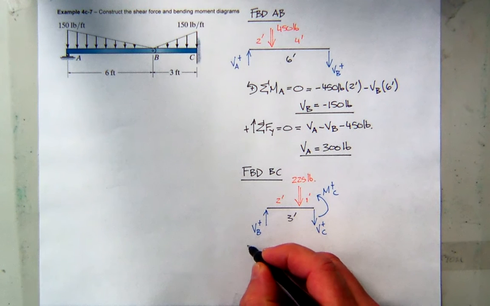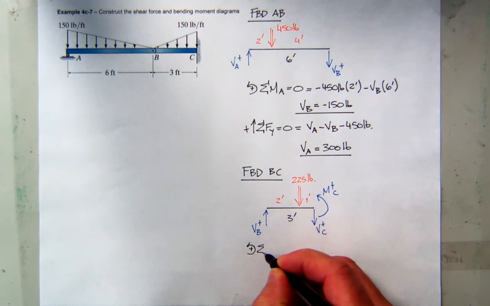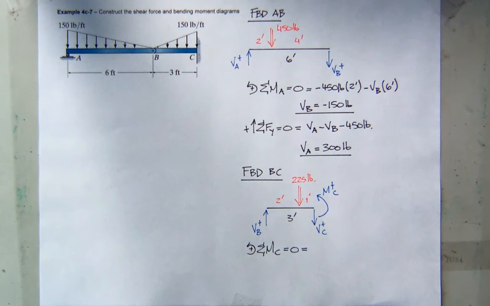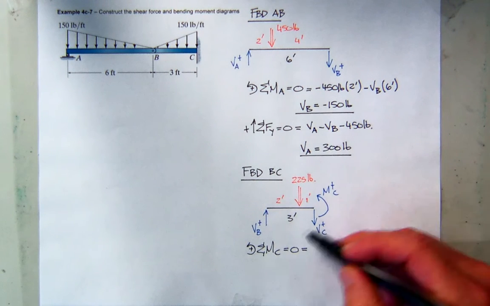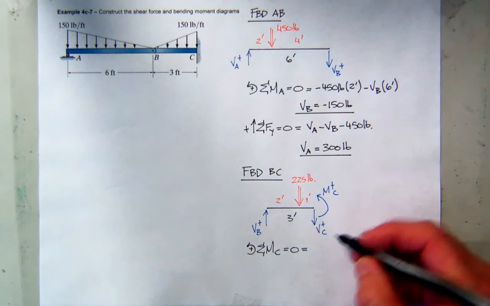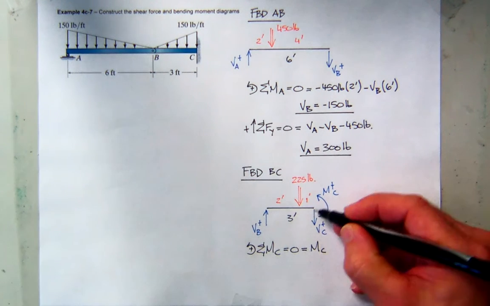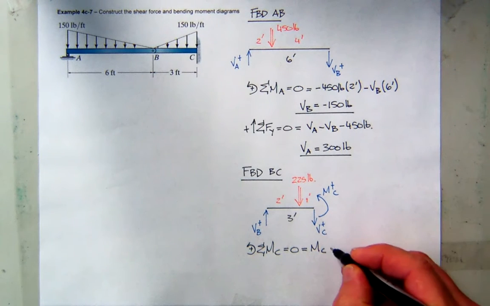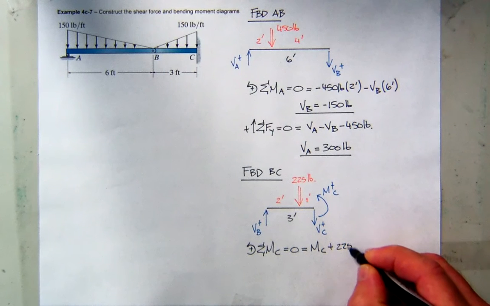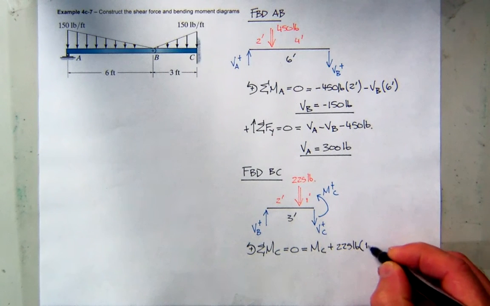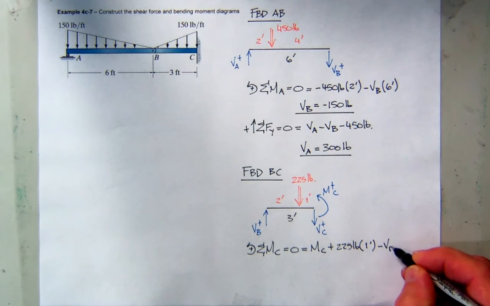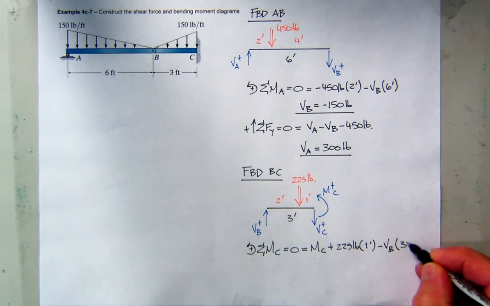So I'll start by summing the moments at C. Make sure the thing is in equilibrium. So starting at C, what kind of moment is this with my sign convention, right-hand rule? It is positive. About C, what kind of moment does the 225-pound force create? Positive. So the force is 225, and the moment arm is 1 foot. And then the shear at B, the way I've drawn it, what kind of moment does it create? Negative. And has a moment arm of 3.